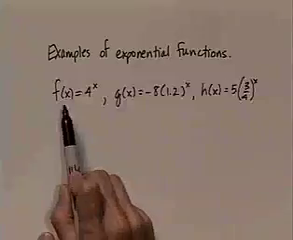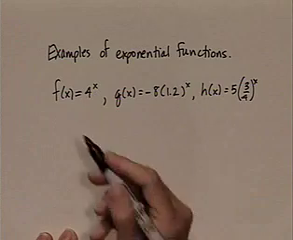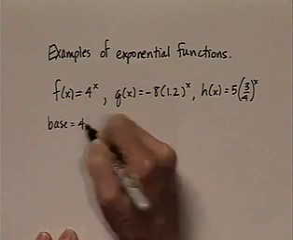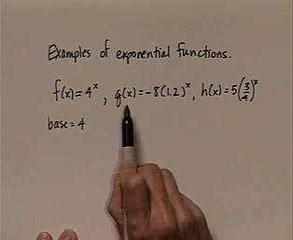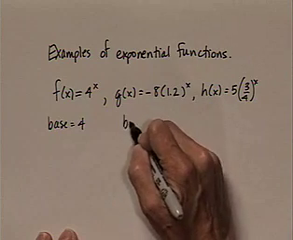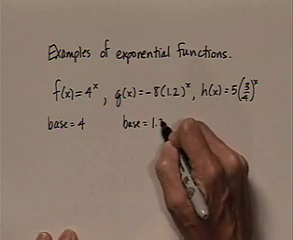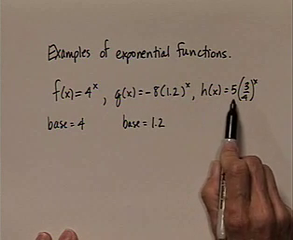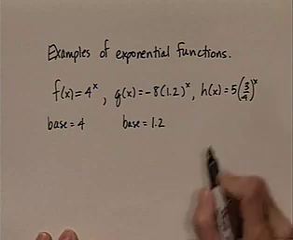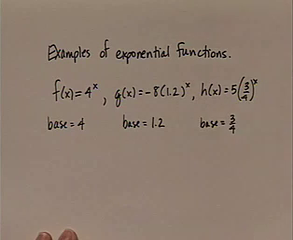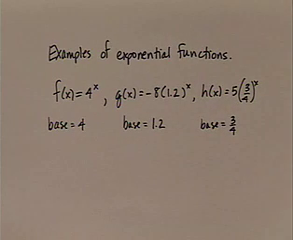Here's some examples of exponential functions. Things like f of x equal 4 to the x, and in this particular exponential function, the base is 4. Here's another. G of x is negative 8 times 1.2 to the x. In this particular function, the base is 1.2. Here's a third. H of x is 5 times 3/4 to the x, and in this function, the base is 3/4. Well, that's what an exponential function looks like.